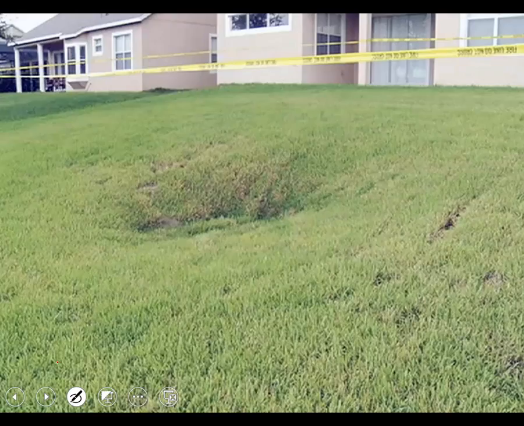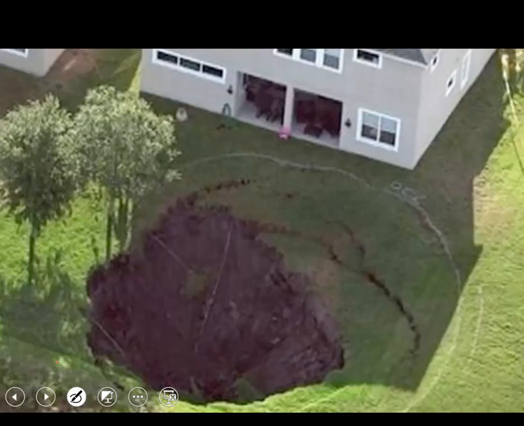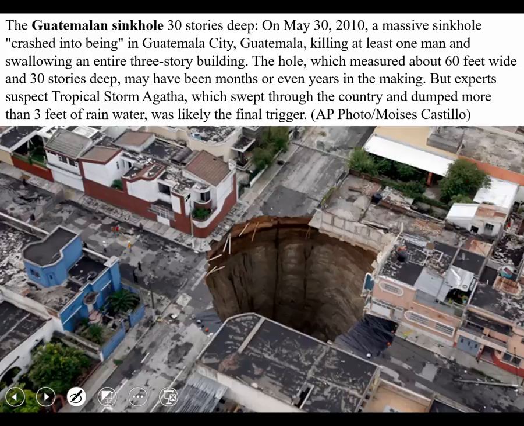Okay, and literally, it starts something like this. Here's a little hole. That's usually not a good sign, and it gets bigger and bigger quite quickly. Okay. Now, in this one, this thing is 30 stories, about 100 meters deep. It just fell through and took out a whole 3-story building. It's 60 feet wide, 30 meters deep.